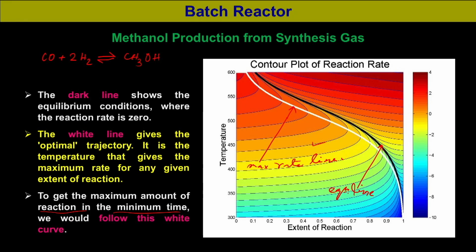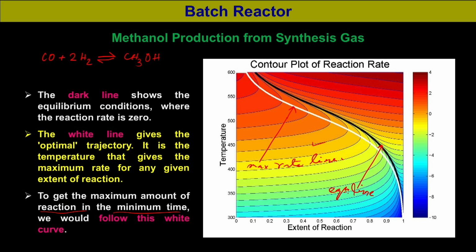Now, let us take an example of methanol production from synthesis gas. Basically, the reaction is exothermic in nature. So, like CO plus twice hydrogen reversibly reacting, producing methanol. You could see here in this plot the reaction rate is plotted versus temperature and extent of reactions.